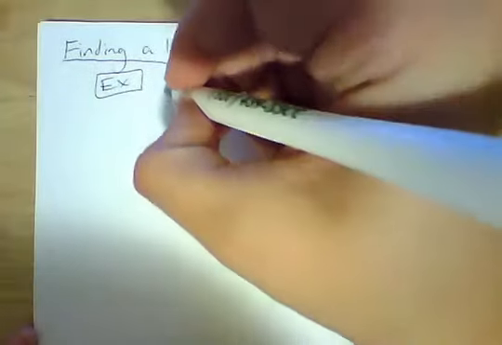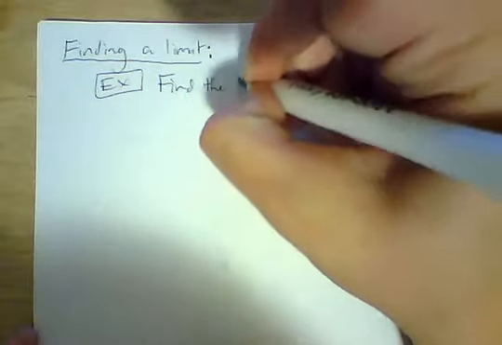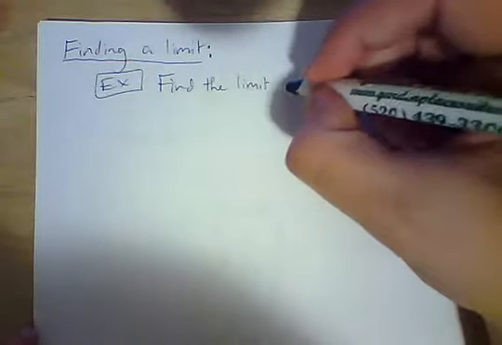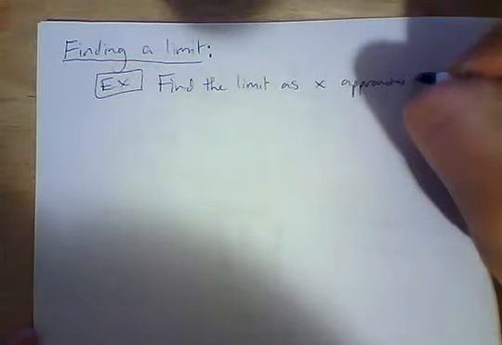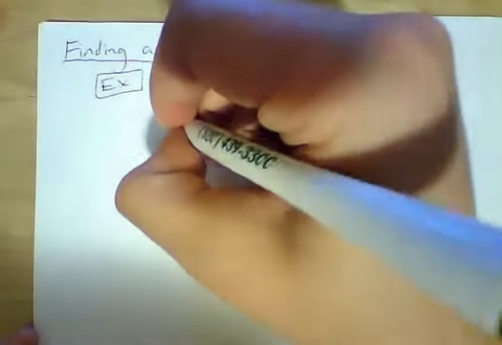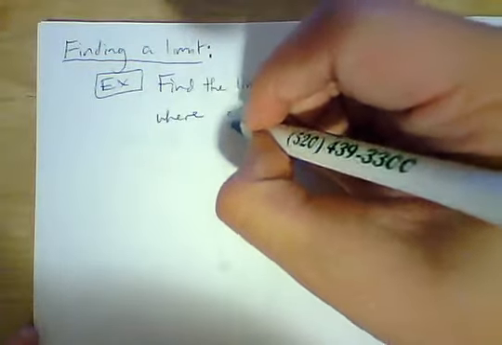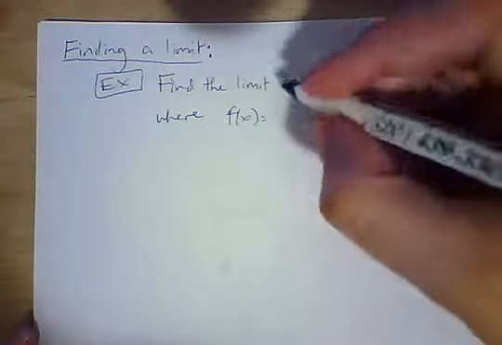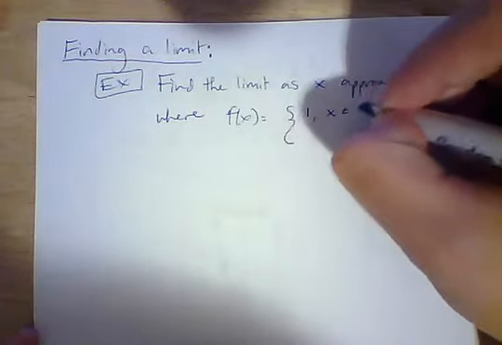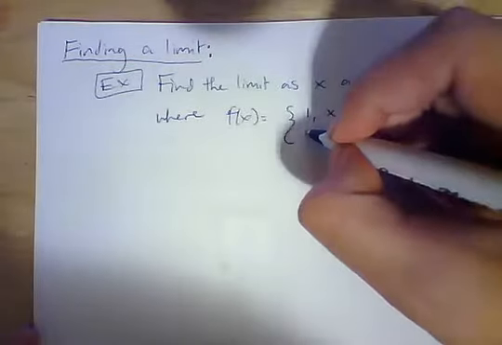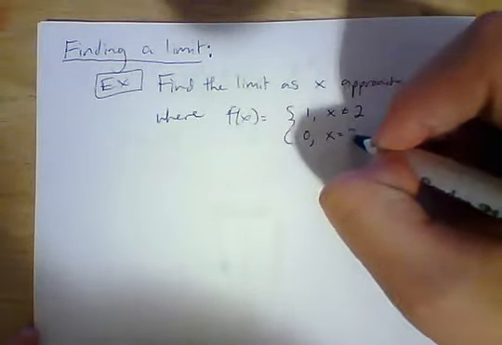All right. What we're going to go over with this is just a key concept. So the example I'd like to show you here is: find the limit as x approaches 2, where f of x, our function, is piecewise, and it is equal to 1 when x is not equal to 2, and it's 0 when x equals 2.